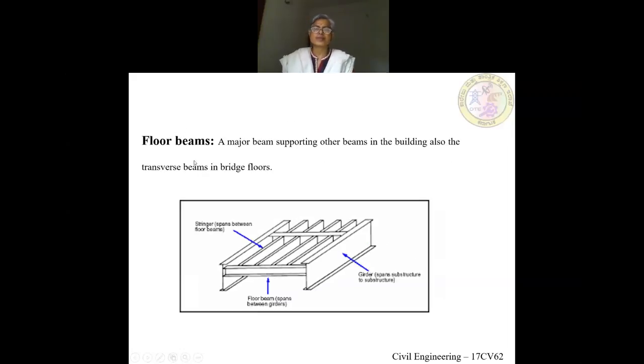Next is the floor beams. The same diagram I have taken. So the floor beams are supported by girders, and the floor beams will support the other beams like this. So all these beams are supported by floor beams, and floor beams are further supported by girders.